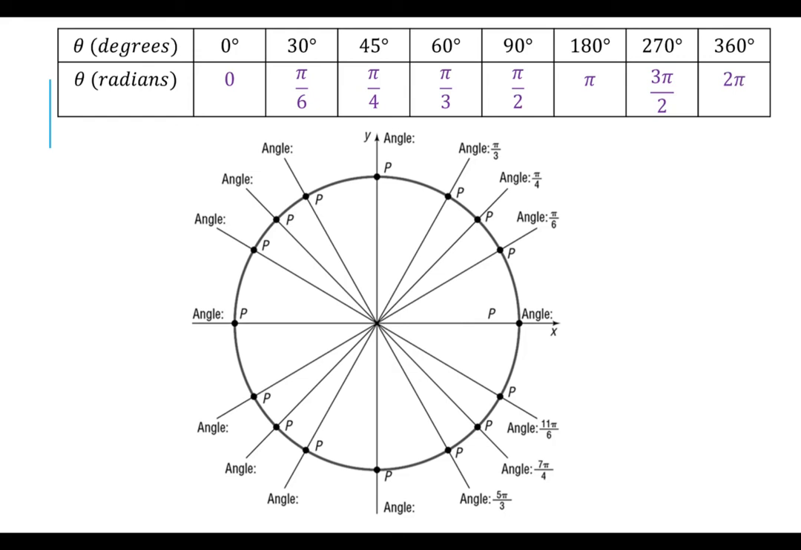Now once again, it's okay in the beginning for you to use that conversion factor where we just multiply the degrees by pi divided by 180 degrees and then simplify it as much as you can. Realize that in the long run, you're going to want to know these relationships.